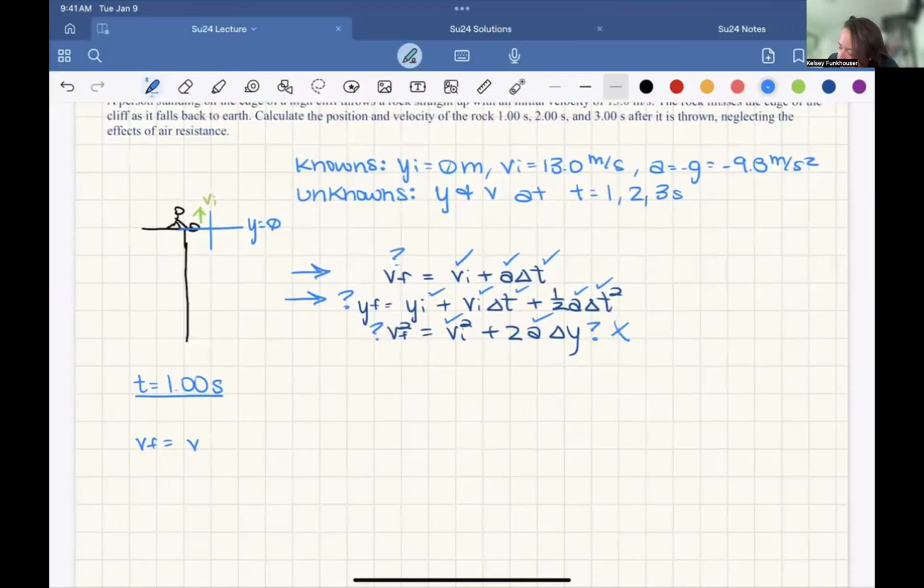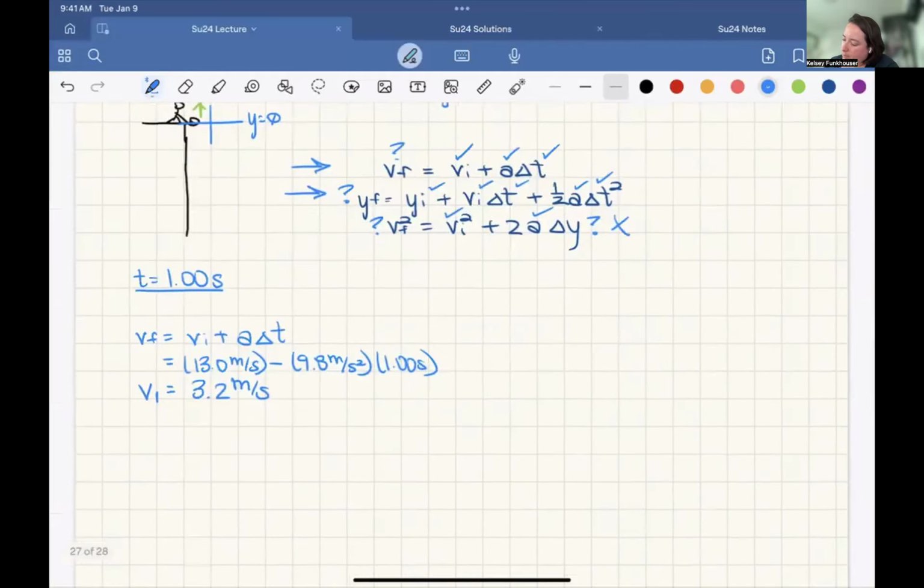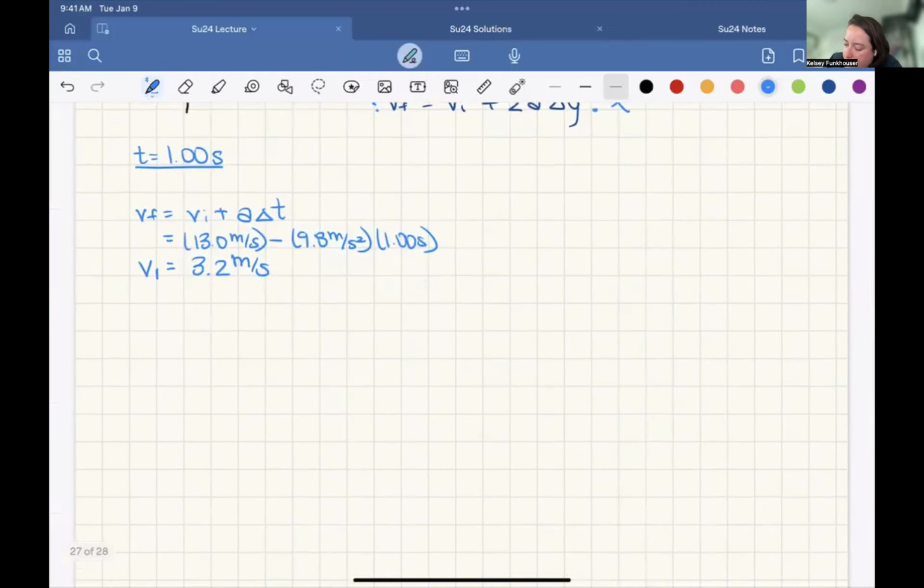V final equals V initial plus acceleration times the time interval. So initial velocity is that 13.0 meters per second, and then minus 9.8 meters per second squared times 1 second. So it's actually just going to be 13 minus 9.8, which is 3.2 meters per second. So that's our velocity. I'll put the subscript 1 for at 1 second. Let's do position below this.